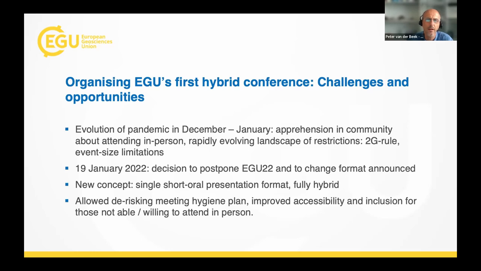What happened towards the end of last year and early this year is that we obviously had the consecutive Delta and Omicron waves, and that led to several things. First of all, a clear apprehension in the community about attending in-person conferences given the pandemic conditions of last winter, but also a rapidly evolving landscape of restrictions being put in place, in particular in Austria and Vienna. We saw several versions of the 2G or 3G rules, so rules on being vaccinated, tested, or combinations of vaccinated and tested in order to attend large-scale events such as the General Assembly. And importantly, at some point, quite significant event size limitations were put in place, making the outlook on a successful in-person part of the General Assembly quite difficult.